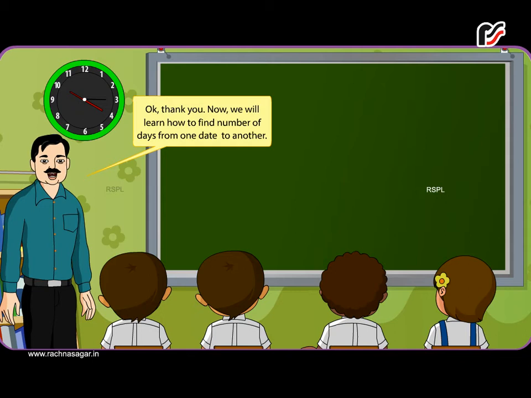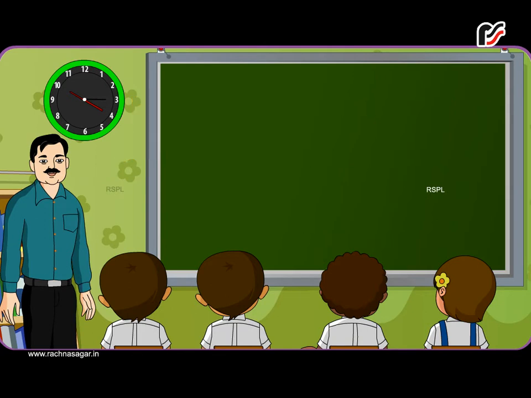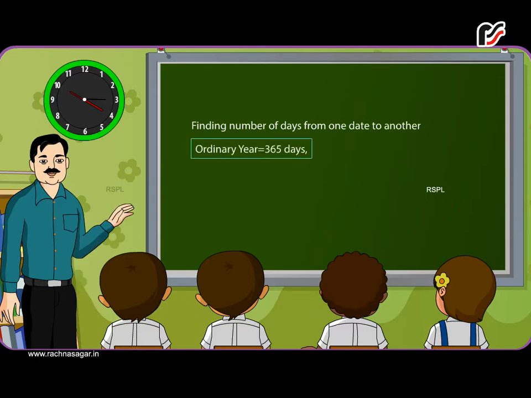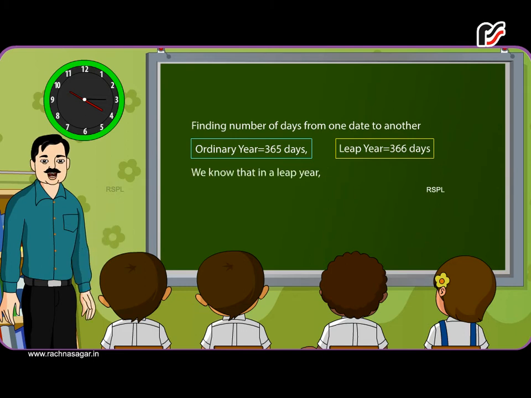Okay, thank you. Now we will learn how to find the number of days from one date to another. Ordinary year equals 365 days. Leap year equals 366 days. We know that in a leap year, the month February has 29 days.